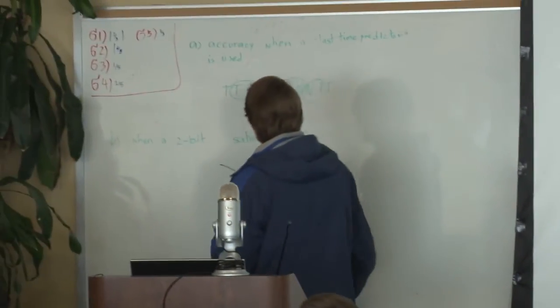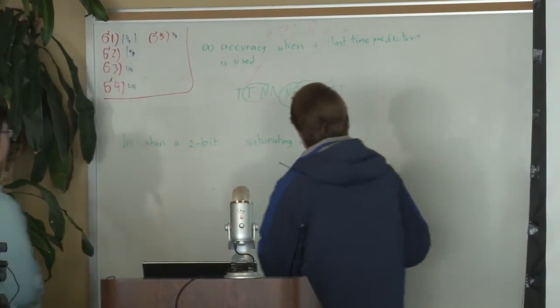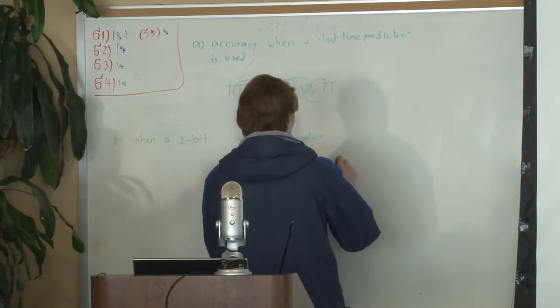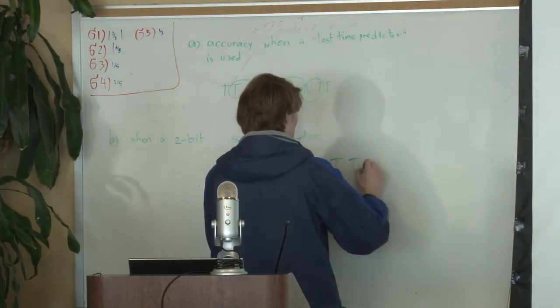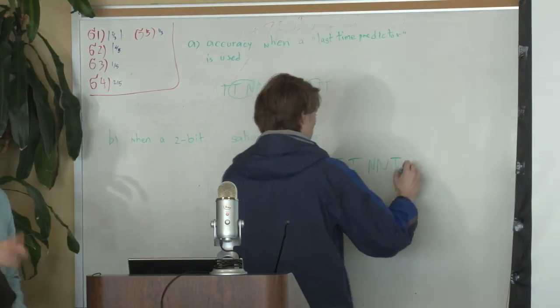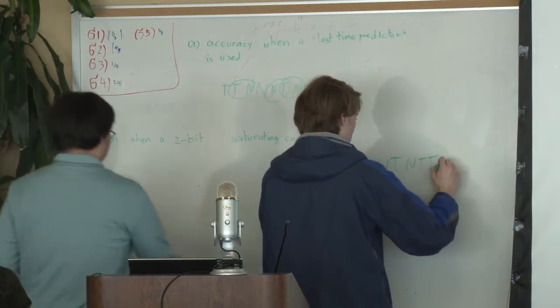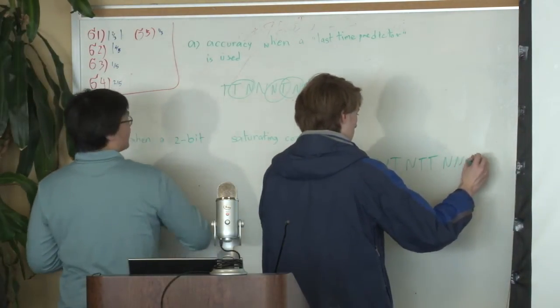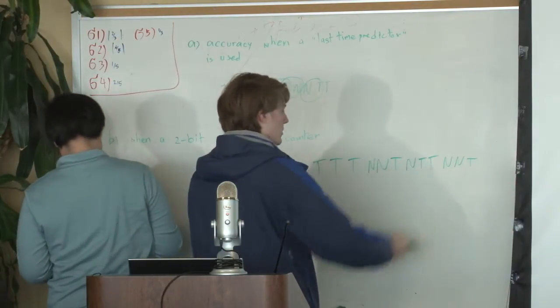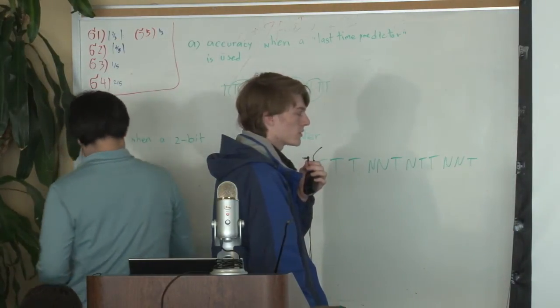So if we start off with taken, not taken, this is the repeating 12 branch pattern for 4 loops, I think.